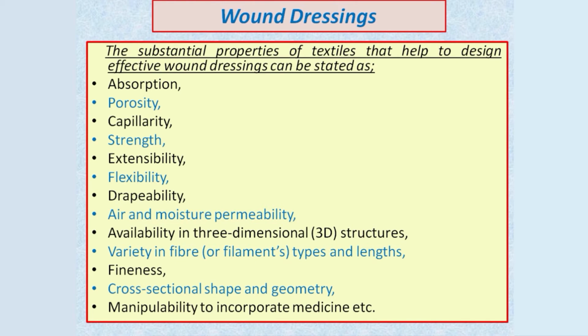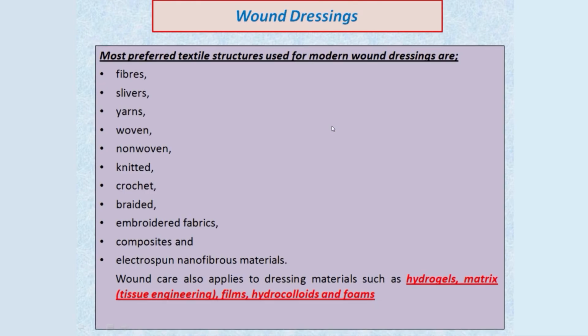Fineness is another important property. Cross-sectional shape and geometry is critical. Manipulability to incorporate medicine, etc. Some of the crucial characteristics when we design the wound dressing structure.